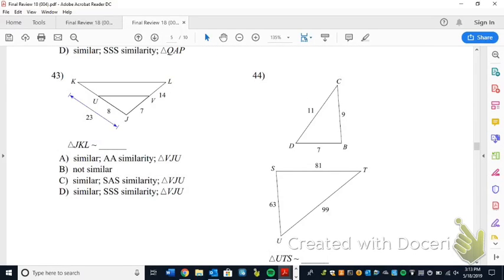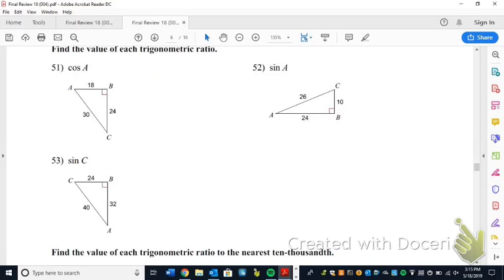43, same general idea. We're going to take these two triangles separately, and we go the ratio of 7 over 21, because that full side is 21, the red side is 7, the blue side is 21, equals the ratio of 8 to 23. So we get 1/3 equals 8 over 23. And that is not true. So they're not similar.